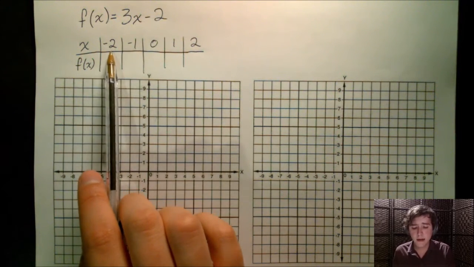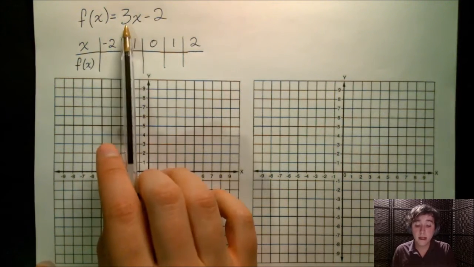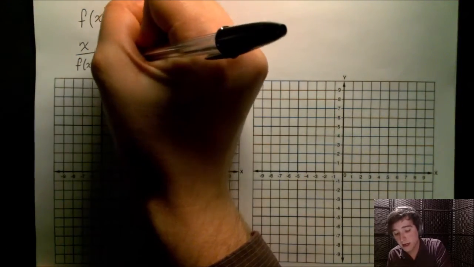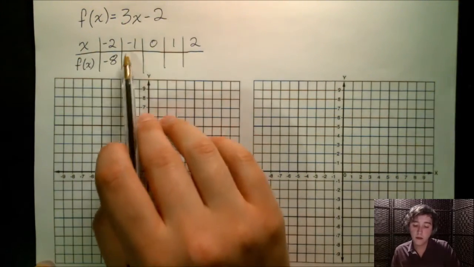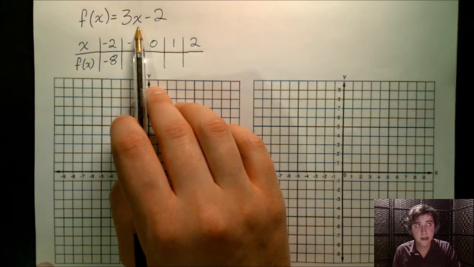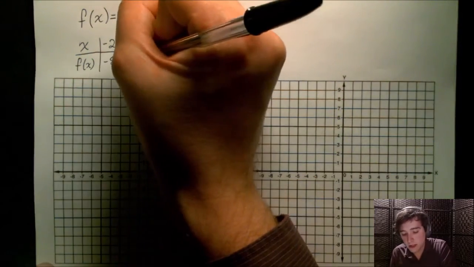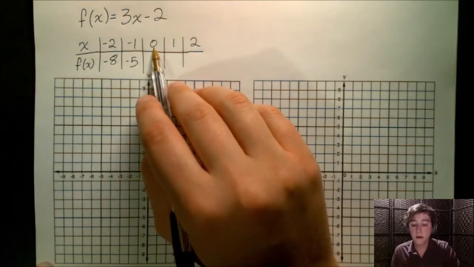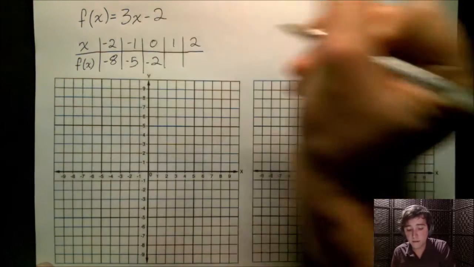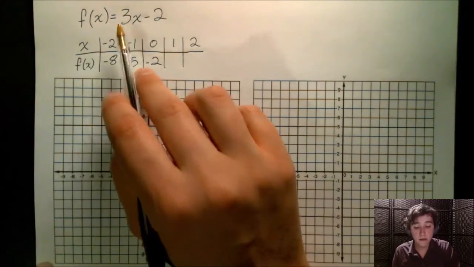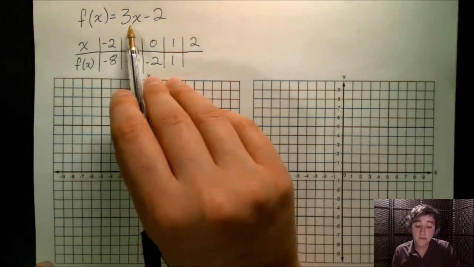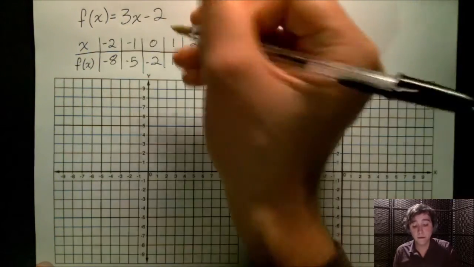Okay, so if we plug in negative 2, if we use negative 2 for the input, then we get 3 times negative 2, that's negative 6, minus 2, so we get negative 8. If our input is negative 1, we get 3 times negative 1, so that's negative 3, minus 2 gives us negative 5. An input of 0 gives us 3 times 0 minus 2, which is negative 2. An input of 1 gives us 3 times 1 minus 2, so that's 1. And an input of 2 gives us 3 times 2 minus 2, which is 4.